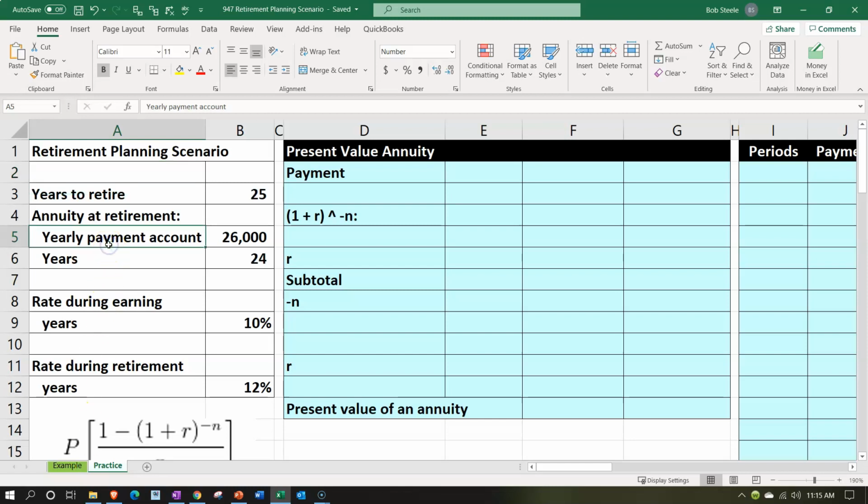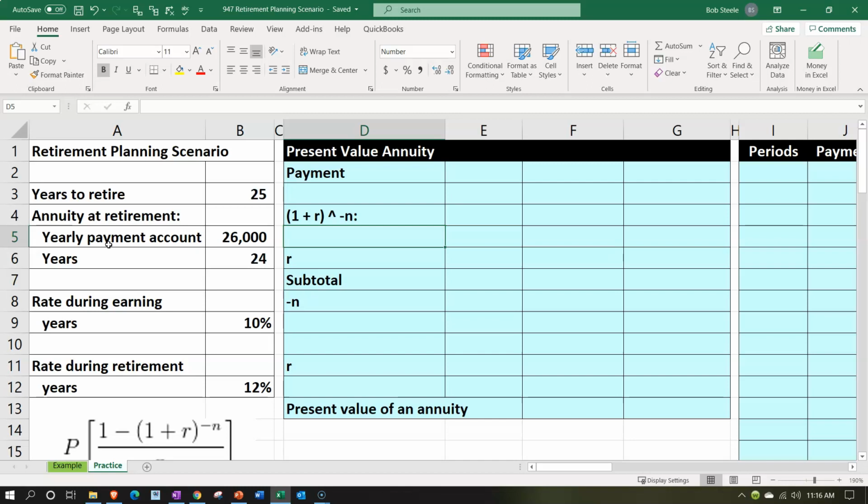We're going to have our information on the left-hand side. We're going to populate that information into the blue area on the right-hand side, doing a few different calculations for each component of the practice problem, which will include a present value of an annuity calculation and a future value of an annuity calculation. The scenario is a retirement planning scenario.